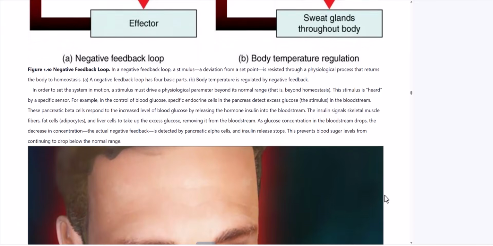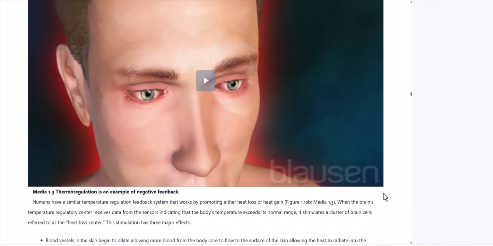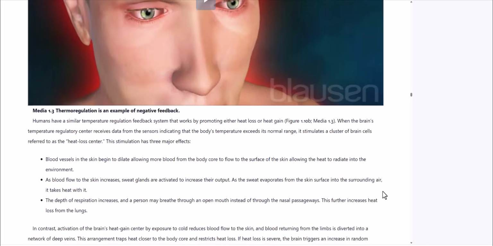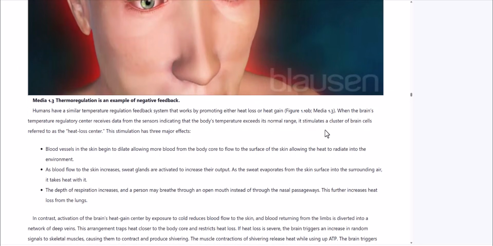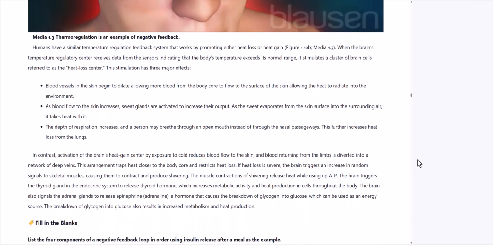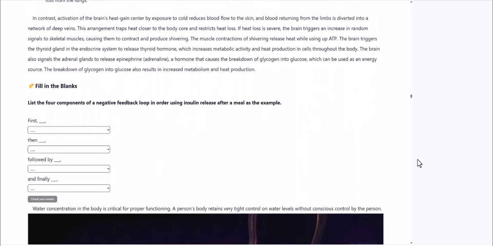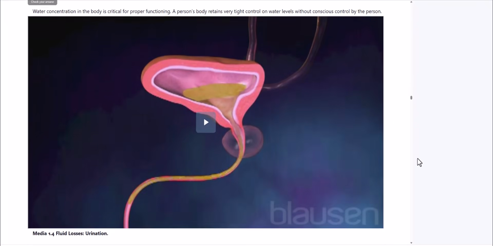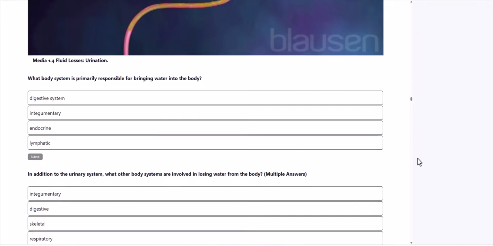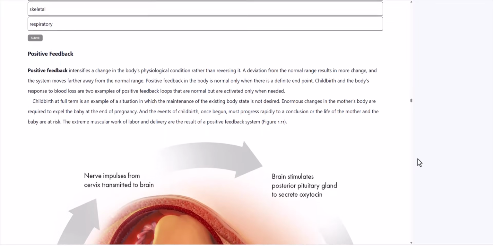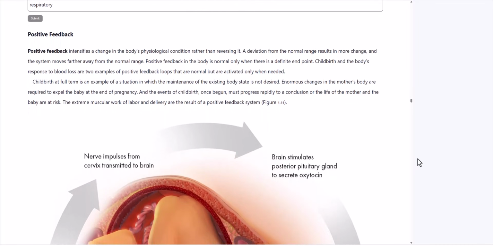Now, if there's a negative feedback, there must also be a positive feedback. And here's a great video to review about negative feedback. But you'll learn if there's a negative feedback, there's probably also a positive feedback. So let's take a look at an example of positive feedback. Now, there are very far fewer examples of positive feedback.